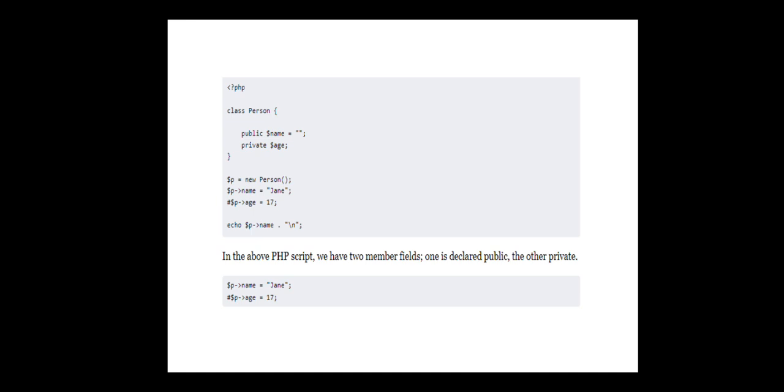So in the above PHP script we have two member fields. One is declared as public and the other is private. Public is name and age is private. So name will take the value Jane and age will be taking the value 17.